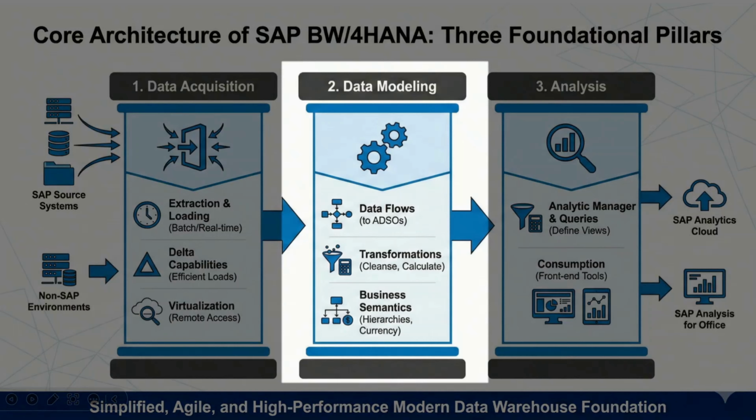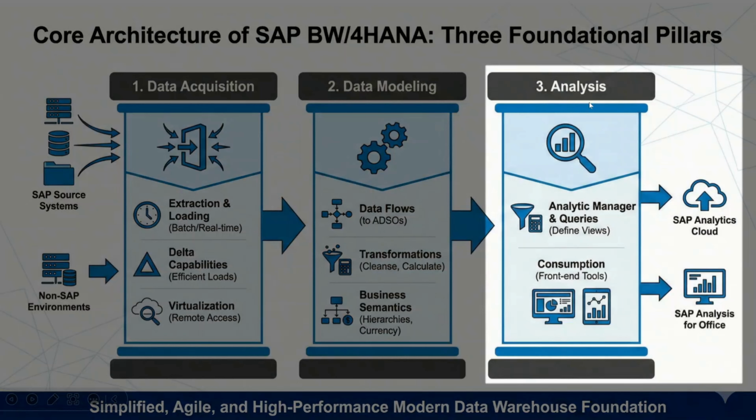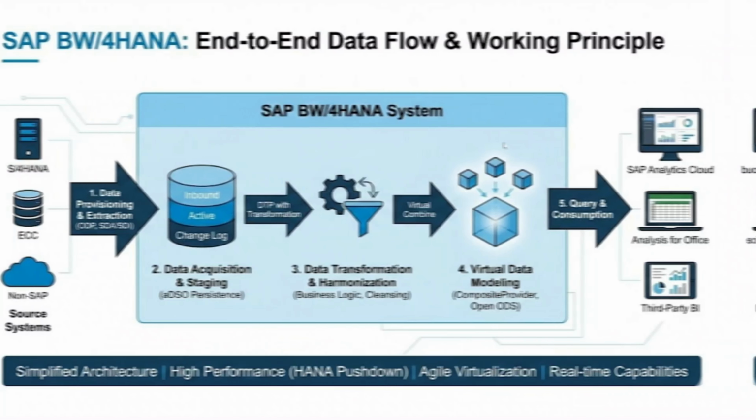The second layer is the data modeling layer, where we organize and structure the data, apply the business logic, and make the data meaningful. Now, the third is the data analysis layer, where the prepared data is exposed for business intelligence and decision making. In this layer, we define the data layouts, apply filters, and make the data available to be consumed by front-end reporting and visualization tools like Analysis for Office and SAP Analytics Cloud or any third-party tool.